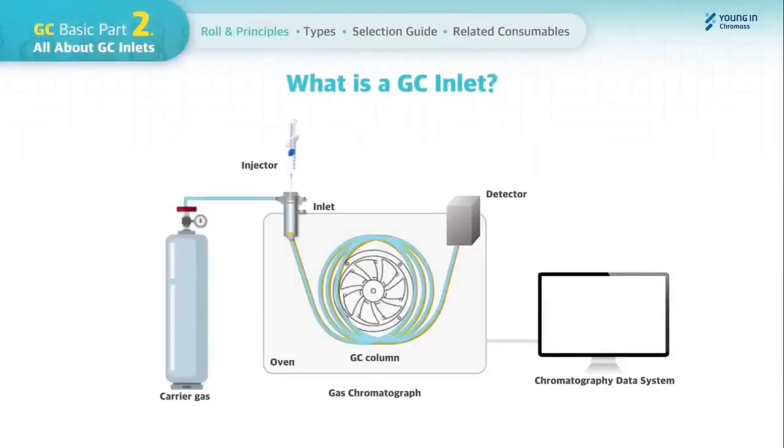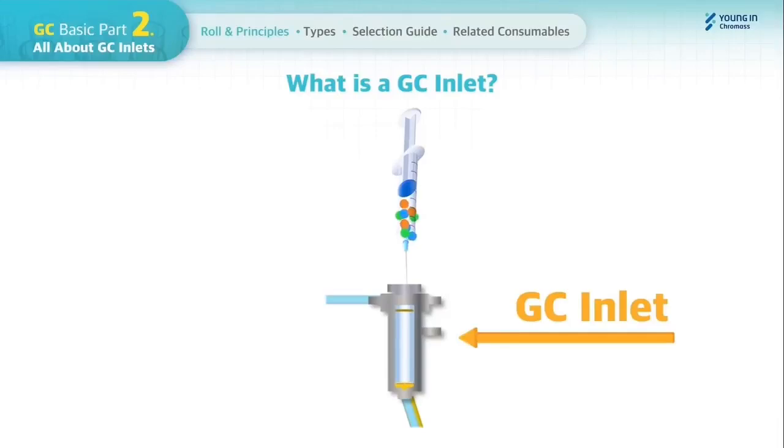What is a GC inlet? The main role of the GC inlet is to deliver an accurate and reproducible sample introduction into an analytical column.